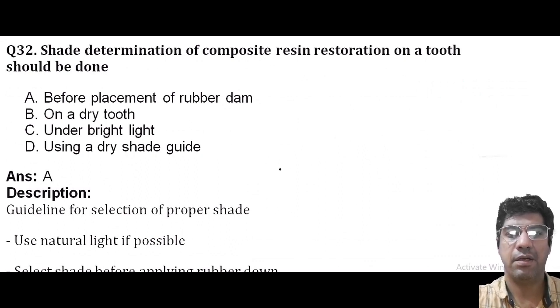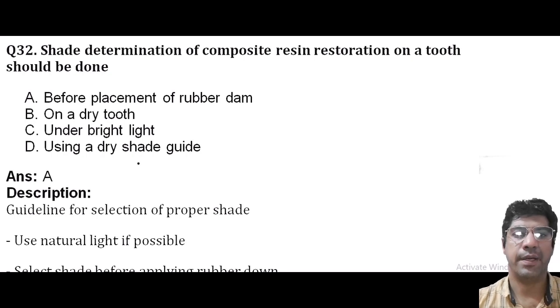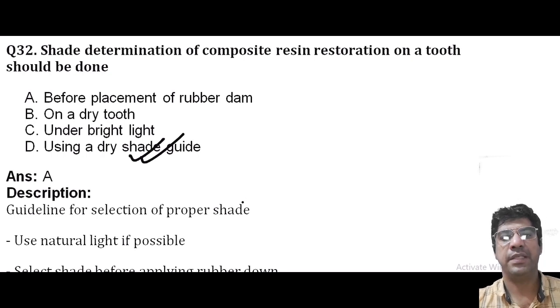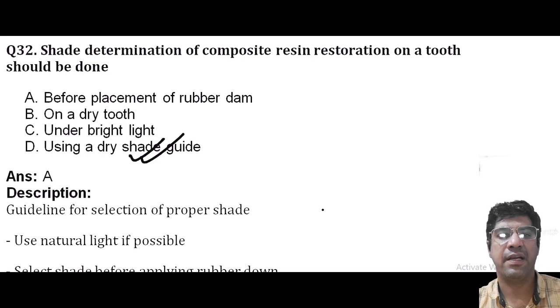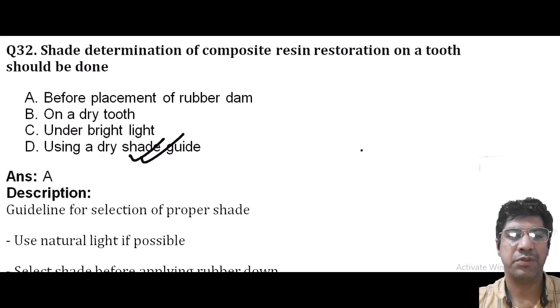The shade determination of composite restoration on a tooth should be done before the placement of the rubber dam. So that allows for more accurate shade matching that are similar to those under the actual restorative procedure. So the shade matching, shade selection is influenced by factors like the lighting conditions and moisture on the tooth surface. So therefore, the options are not.